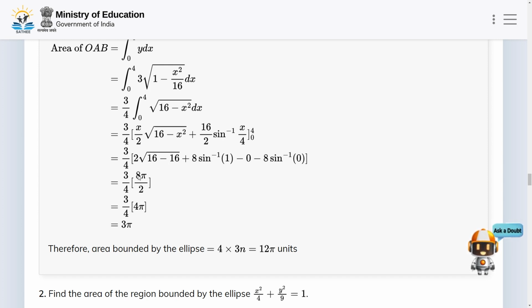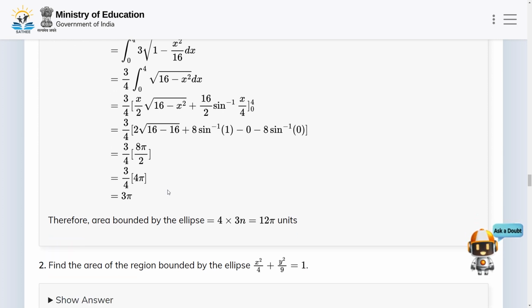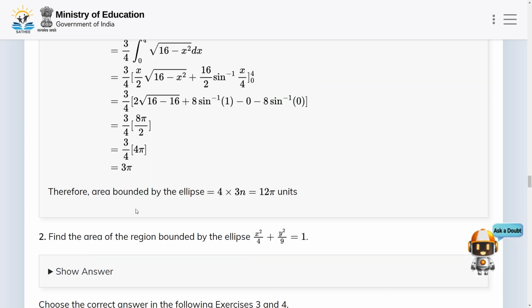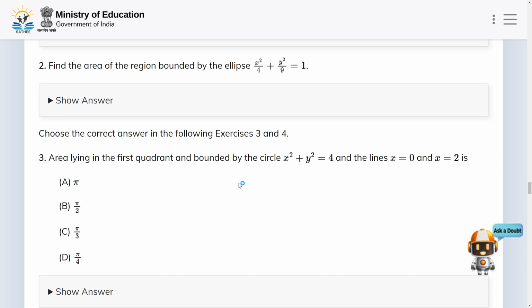This means the 8 will be cancelled, and you are only left with 3. So the area for that OAB part will be just 3 pi. Now multiply it by 4. You will get the total area bounded by the ellipse, which is 12 pi. This must be pi, not n pi. Just a little typo error. So 12 pi will be your final answer.